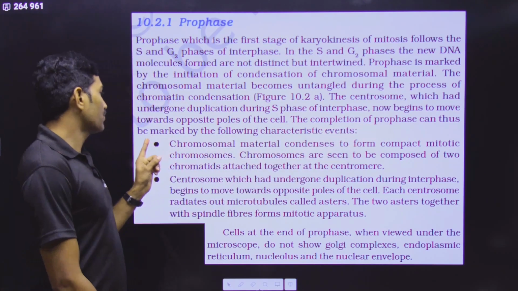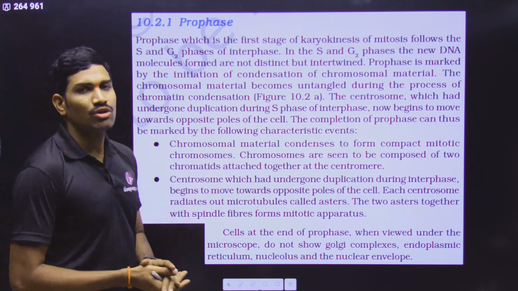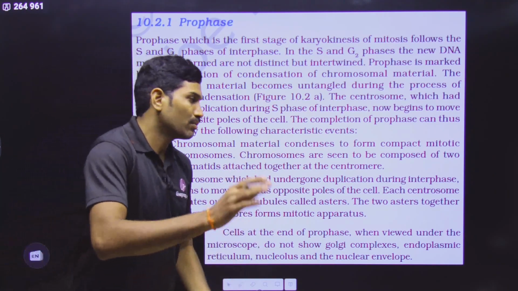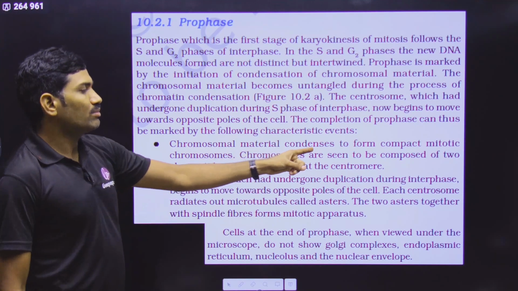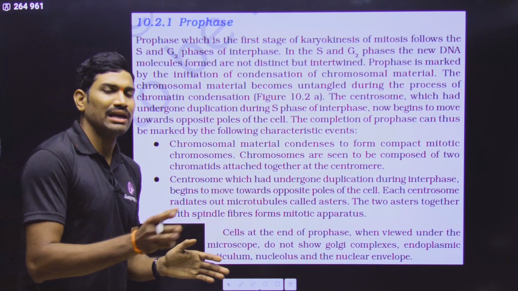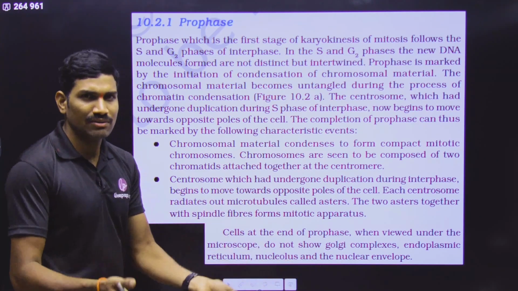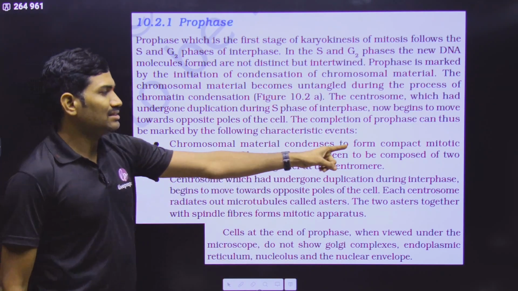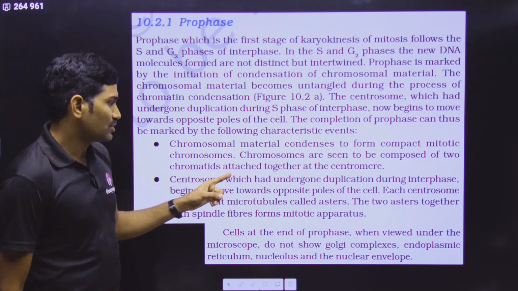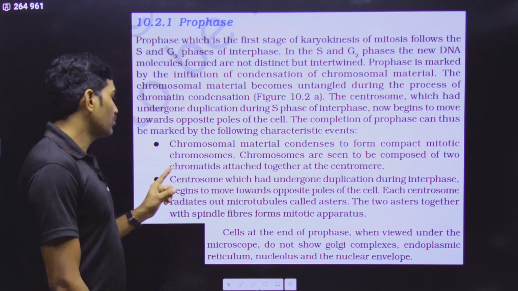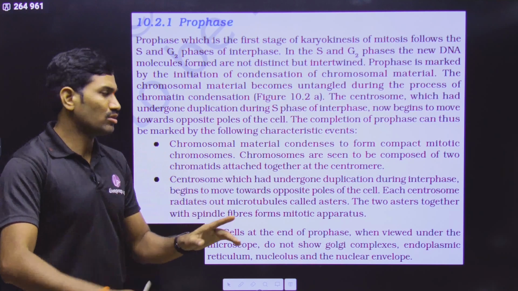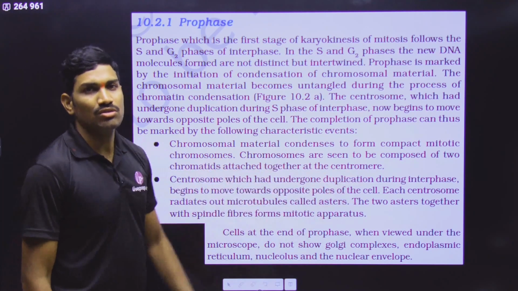Next one, the completion of prophase can be obtained by. So how you can say that prophase completed? There are some features. Based on that, we can expect that prophase completed. What are those? Chromosomal material condenses to form compact mitotic chromosomes. So condensation keeps on happening, so that in the next phase, that is the metaphase, there the maximum condensation. So condensation is almost completed. So you can say mitotic chromosomes. And chromosomes are seen to be composed of two chromatids. Sister chromatids are still present, right? Still they are attached at the centromere. So sister chromatids you can see, and they are attached at the centromere. This is how you can see.